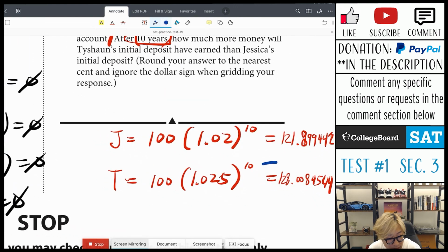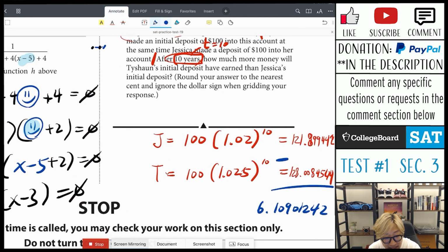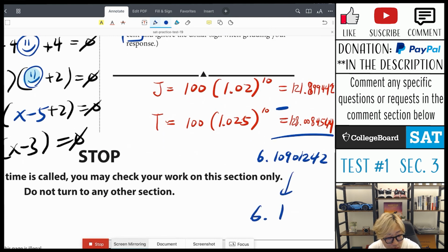So go ahead and find the difference of the two. It really doesn't matter which one you subtract from which, because it's just big minus small, and the calculator will do the same work. So just subtract the two, and the difference will be 6.10901242. If you kept all the decimals on your calculator like I did, now take a look. Round your answer to the nearest cent. So go ahead and round this to 6.11. There it is.